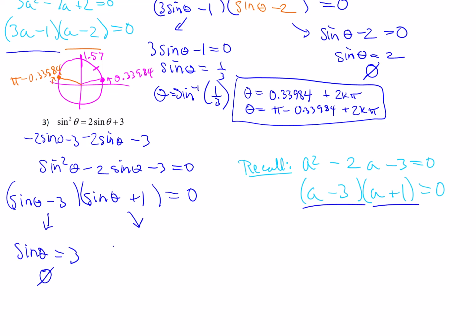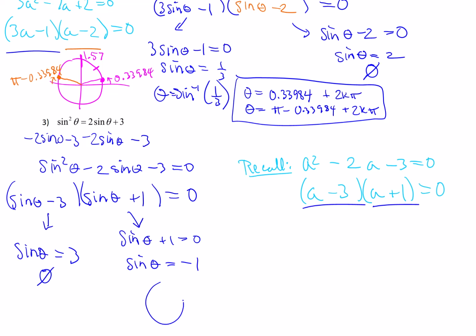We'll move on to the other one, where we had sine theta plus 1. Of course, that equals 0, so let's write this out. Sine theta plus 1 equals 0 for the zero product property here. This would mean sine theta equals negative 1 if I subtract 1 from both sides. The question is, where does sine theta equal negative 1?